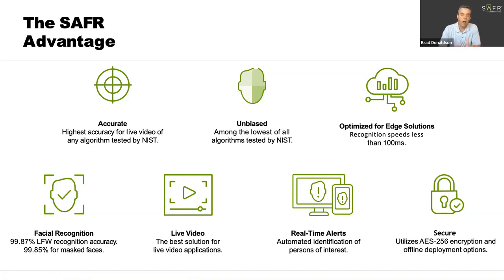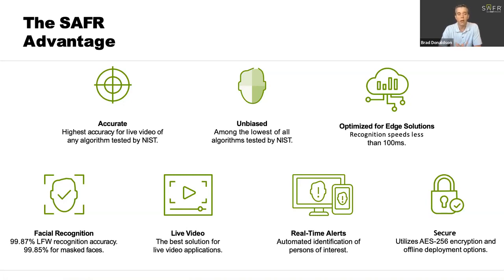So one thing is we've optimized the algorithms for the applications that we're in, meaning live video type applications. So we're not optimizing our algorithms for looking at mug shots or passport photos, or these ideal images where you're posed in front of the camera. Our algorithms are very strong in live video applications where you may not have the best image of the person. It may be occluded, it may be from the side, you might not have the best pixel density.